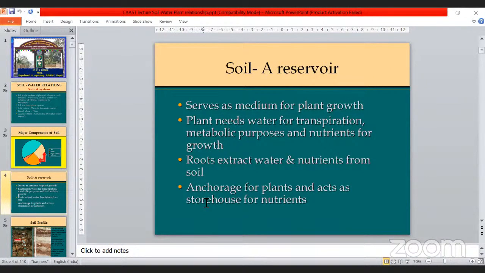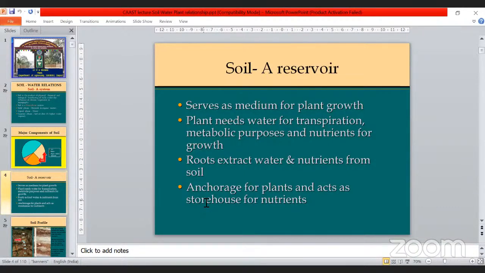So roots extract the water and nutrients from the soil. Where do the water and nutrients come from? The soil, and they are extracted through the plant roots. So soil provides anchorage for plants and acts as a storehouse of nutrients. Soil is anchorage because plants have to stand somewhere, and they are growing their roots into the soil, so that the plants will get anchorage.